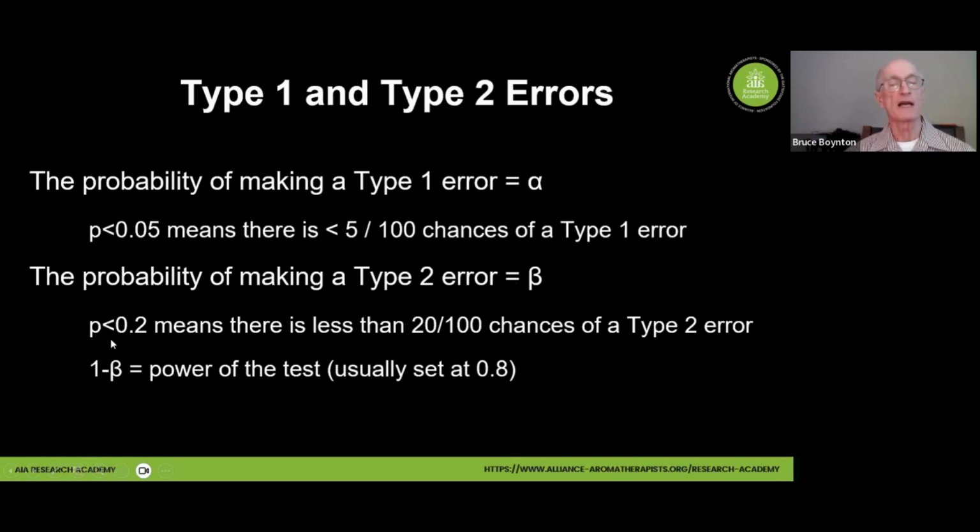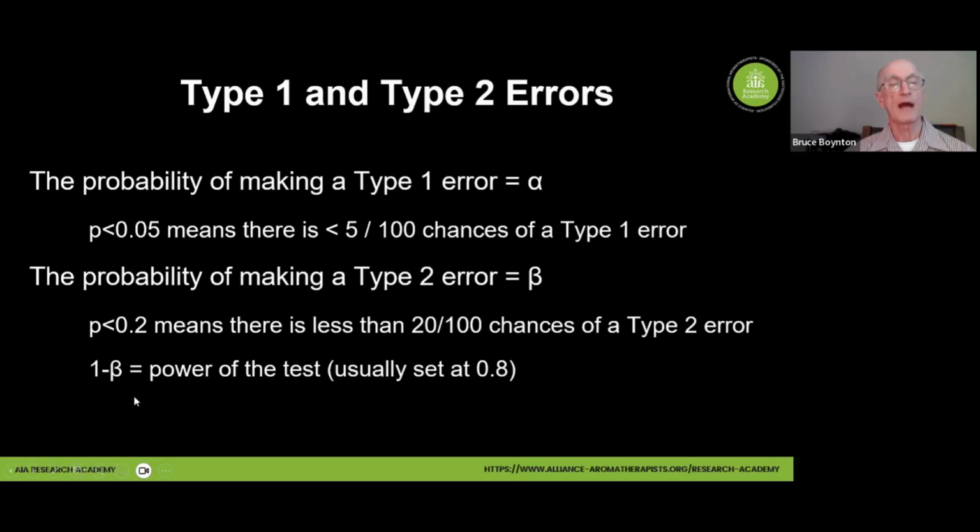Beta is usually set at about 0.2. Oh, I made a mistake here. What this actually says is there's less than 20 chances in 100 of a type 2 error.